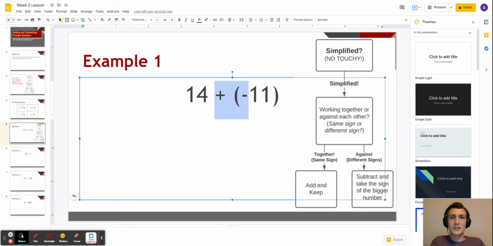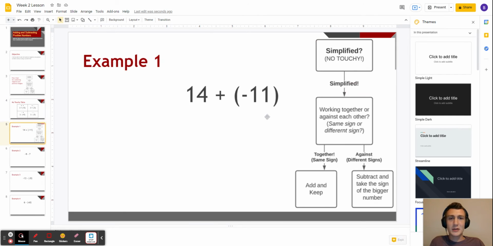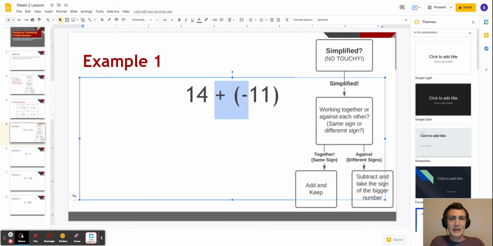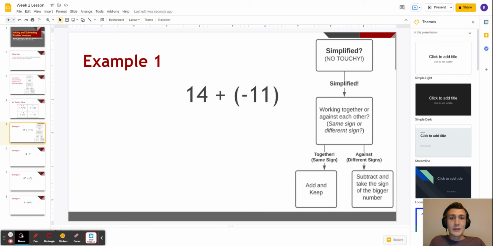Now, if you're confused what to do here, you can think about it as I'm adding a negative thing. That's going to be negative. I'm giving you something bad. You can think of that method, or you can go to your no touchy table. I am plussing a minus, adding a negative, and in your no touchy table, it has this completed. But this is going to be a minus, right? Plus a negative gives us a minus. Awesome. So that means that this is going to be a negative.